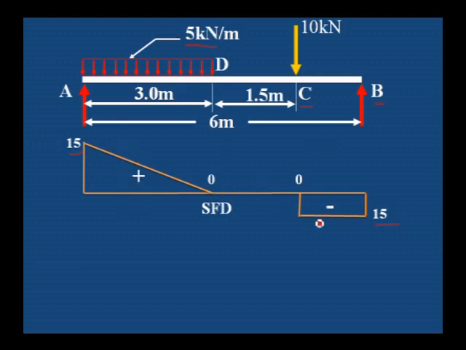What you can observe here is that wherever a point load is there, at that place there is a drop, and also at support reactions there is a drop. That means at point load places there will be a drop equivalent to the value of the load, and where the uniformly distributed load is there, that portion is a sloping line.